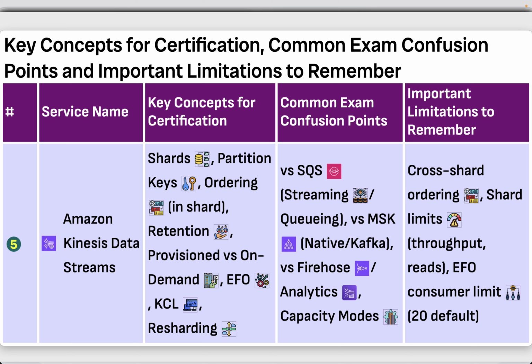And lastly, Firehose and analytics. Kinesis Firehose is basically you buffer and store it at a destination, and that is also a native AWS service. And Kinesis Analytics is for when you want to run some analytics. Limitations: there is no cross shard ordering guarantee. Shard limits, there are throughput limits in place, and the enhanced fan-out consumer limit, which is 20 by default.